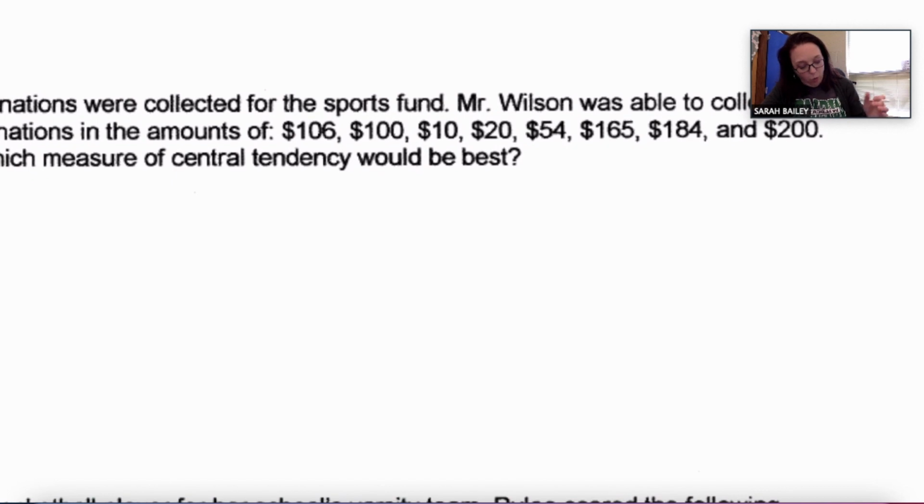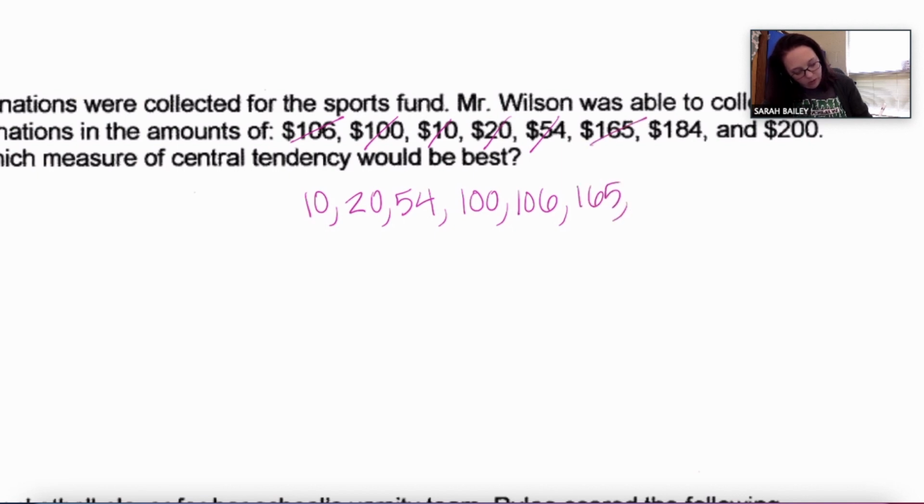Let's put it in order. So I see 10, 20, 54, then we've got 100, 106, we've got 165, 184, and 200. 1, 2, 3, 4, 5, 6, 7, 8. Okay, so there's all of our data points.